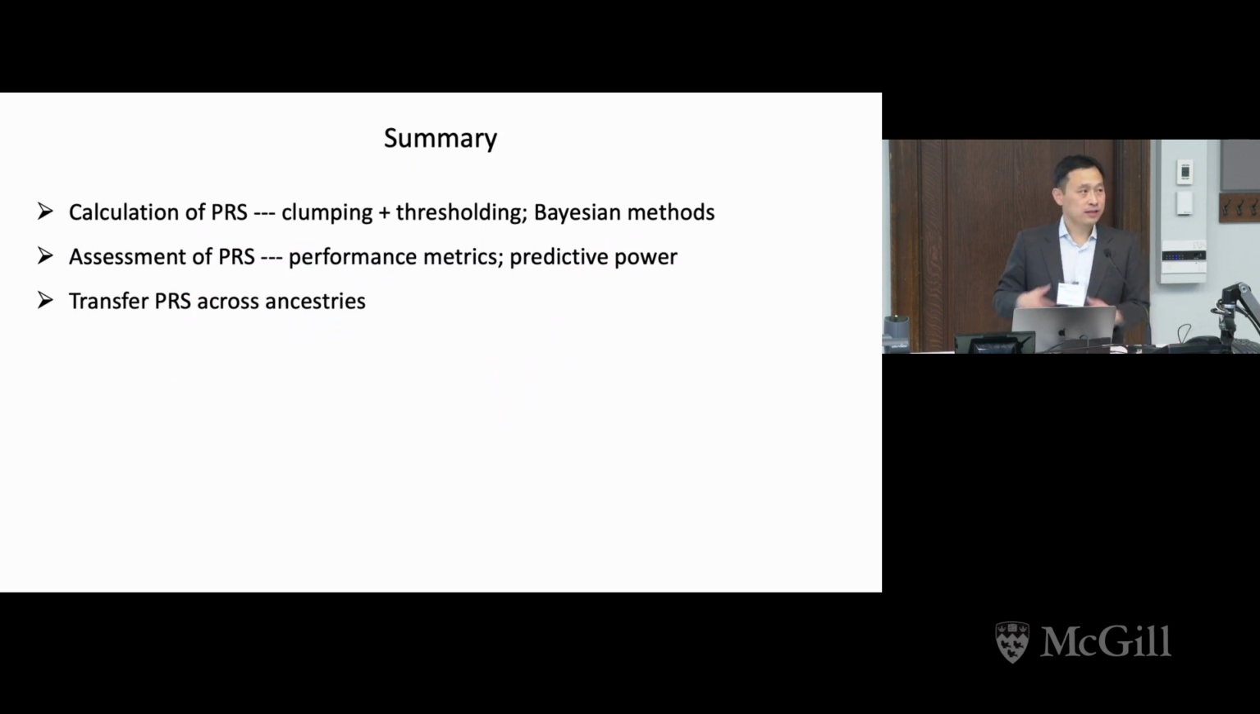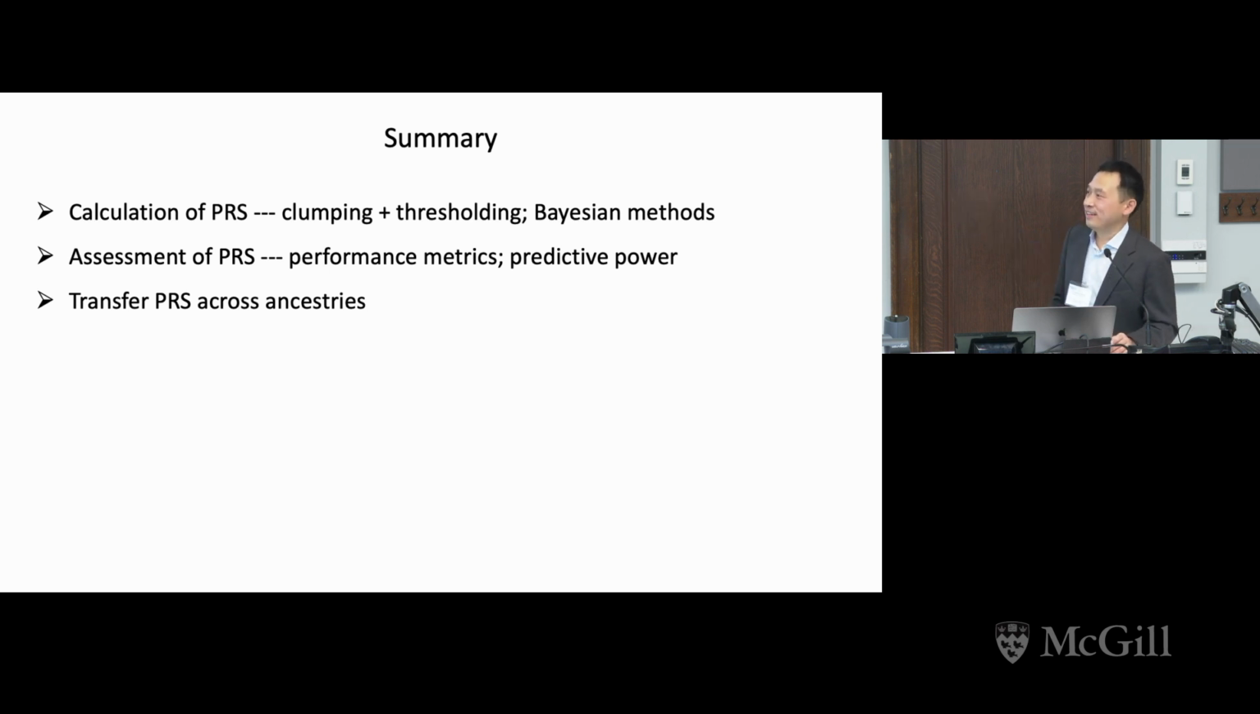So in summary, I showed you how to do the PRS calculation, how to evaluate its performance, and discuss some of the concerns and approaches to transfer the PRS across the ancestries. So Alice will take over after me to do a demo, and hopefully you will be able to use the server to follow her to actually do the exercise. But before Alice takes over, any questions?